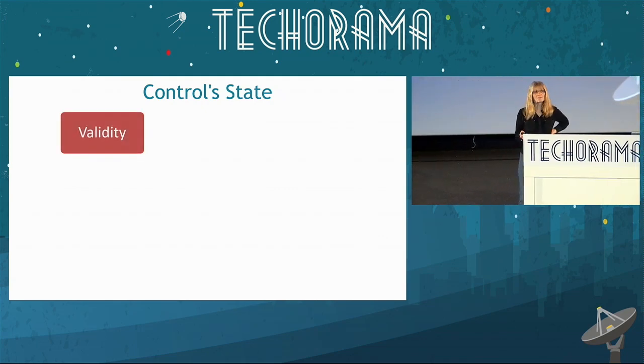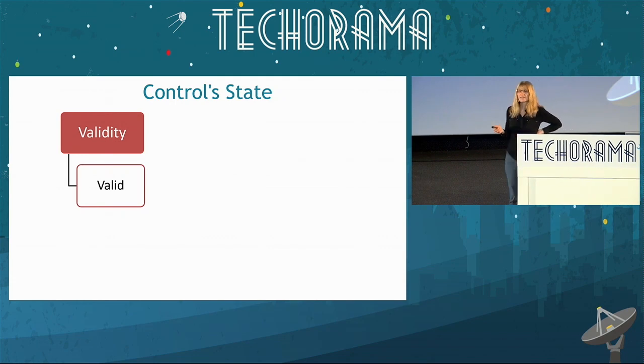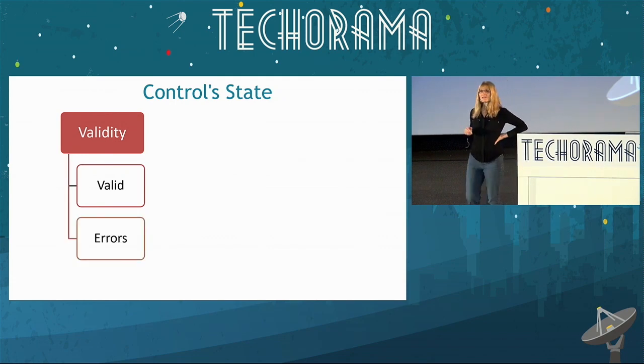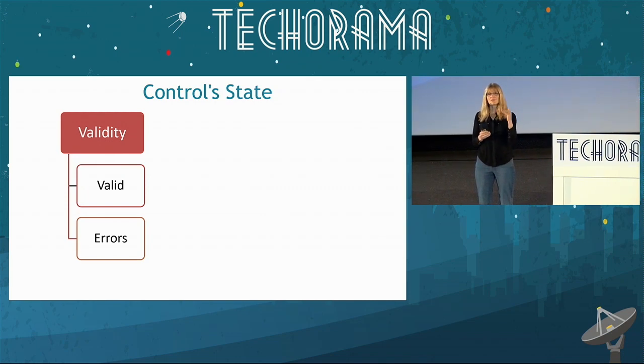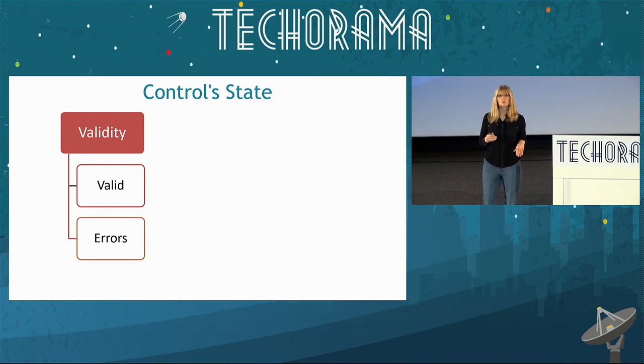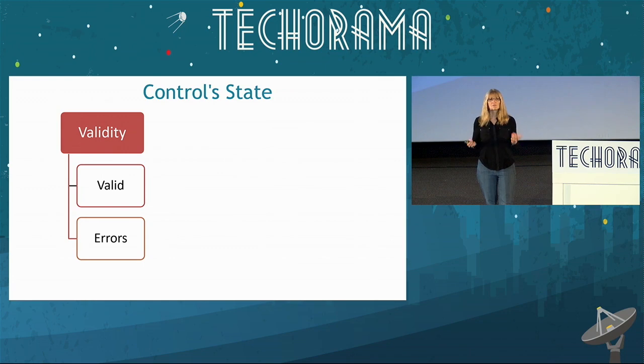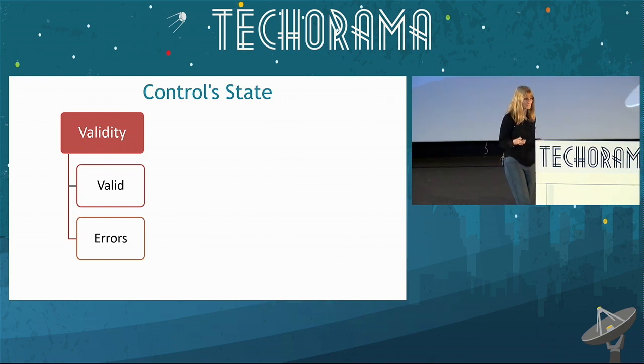It keeps track of validity, like whether it's valid. If it's invalid, it has an errors collection. That errors collection retains the name of the validation rule that's broken. So if it's a required field and that's what's in error, it's going to have the word required as one of the elements in the errors array.